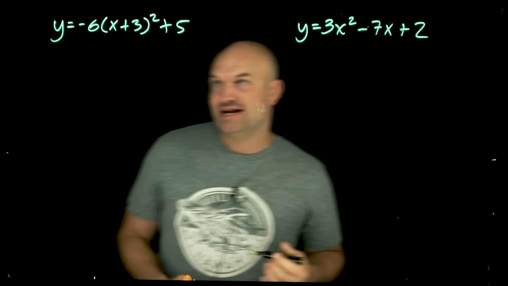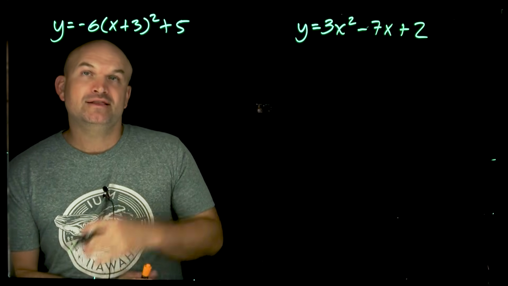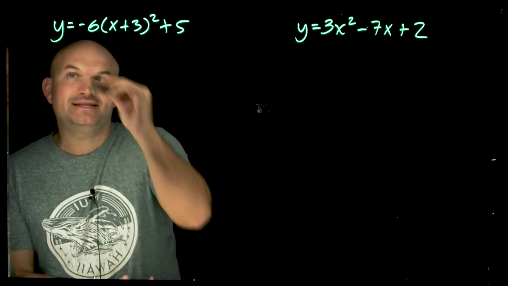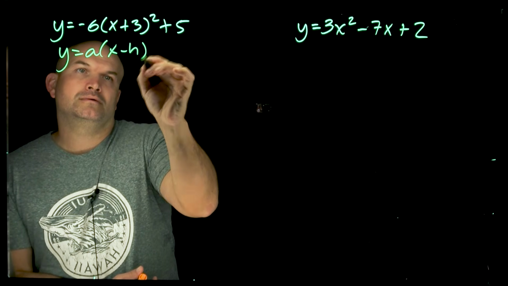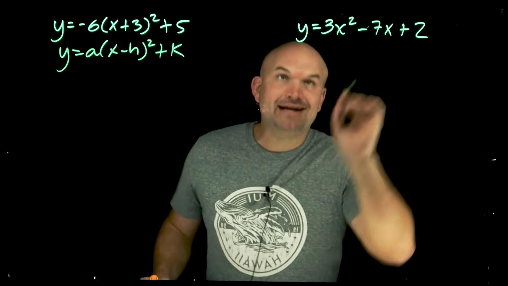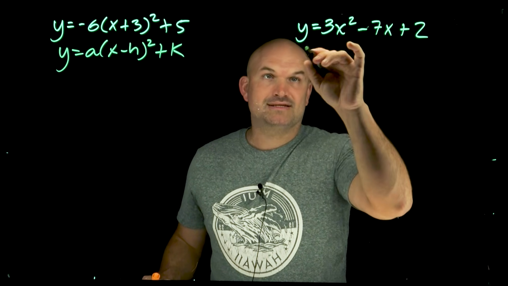All right, so let's just go ahead and clarify what exactly the formula is for vertex form as well as for standard form. So this is called vertex form. The general formula for that looks like this. And then for our standard form, our general formula is this.